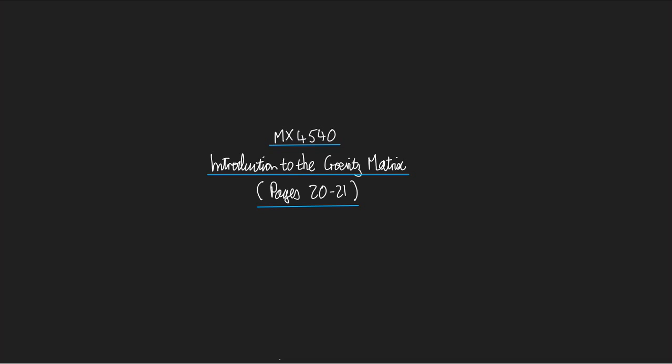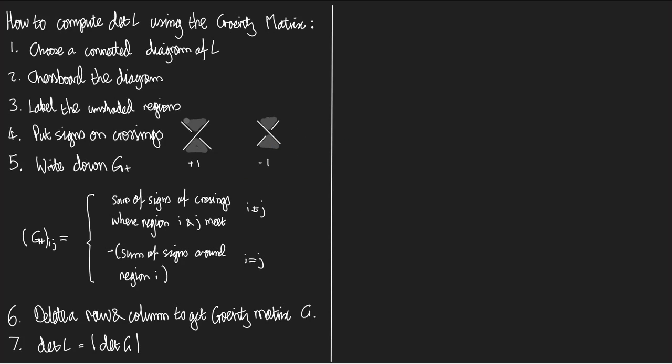The Goeritz matrix, on the other hand, is typically smaller. So here's what we do. Over here on the left, I've written you the recipe for computing det L using the Goeritz matrix, and we're going to walk through it in an example. So here's how to compute the determinant using the Goeritz matrix.